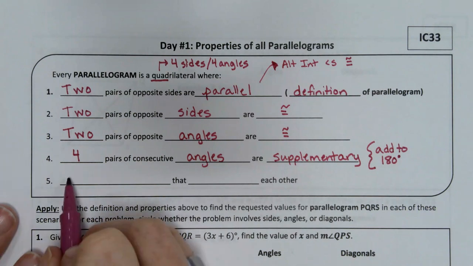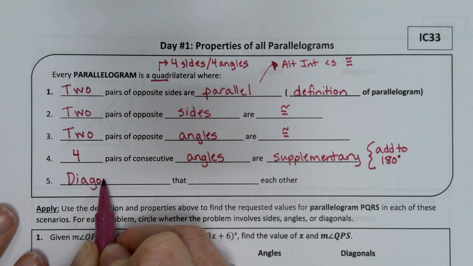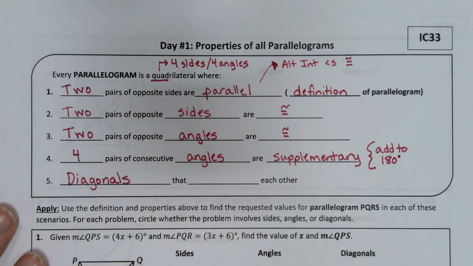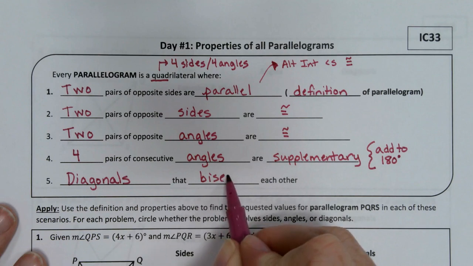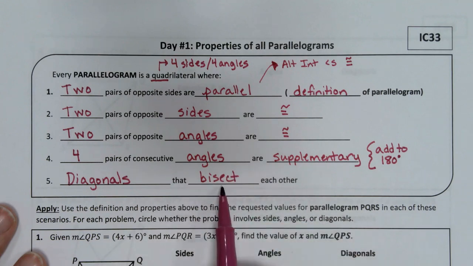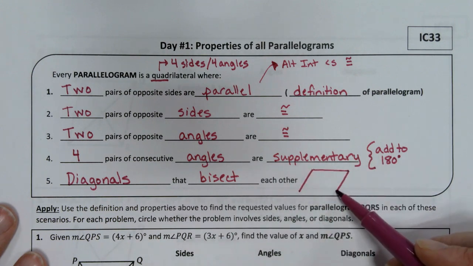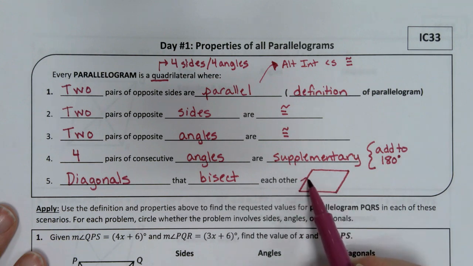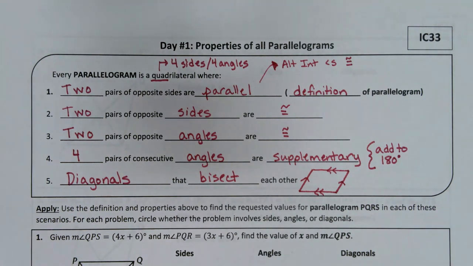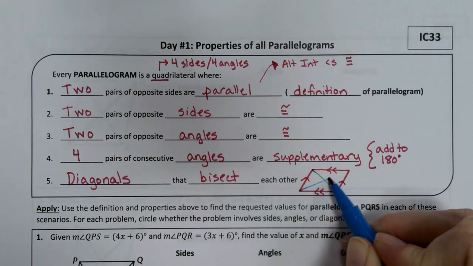And then last but not least, another property of parallelograms is that the diagonals of the shape bisect each other. Now, this is a new use of the word bisect. So I'm going to draw a little picture here of a parallelogram. We need to draw it so that it looks like it has 2 pairs of opposite sides parallel, so they'd have the little flags to show that they're parallel. So that's our parallelogram. The diagonals cross through the middle of that shape from opposite corner to opposite corner. So that would be one diagonal, and then this would be the other diagonal.